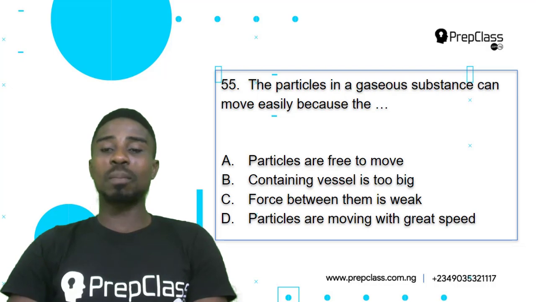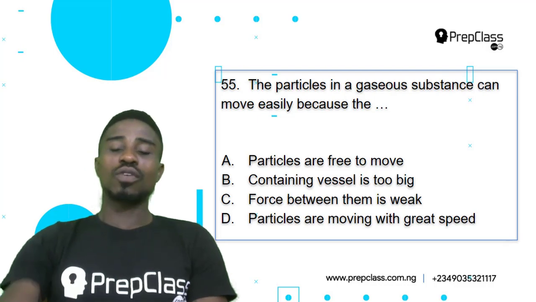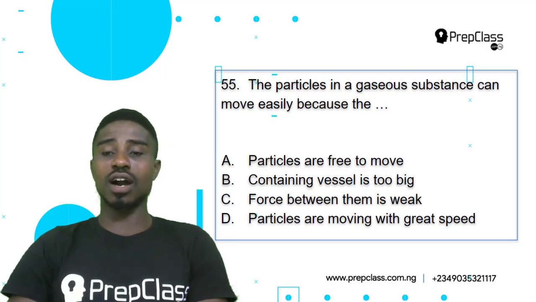Question 55. The particles in a gaseous substance can move easily because the A, particles are free to move, B, containing vessel is too big, C, force between them is weak, D, particles are moving with great speed. For us to carefully select the correct answer, we will need to analyze all of the options and see which one best answers our question.